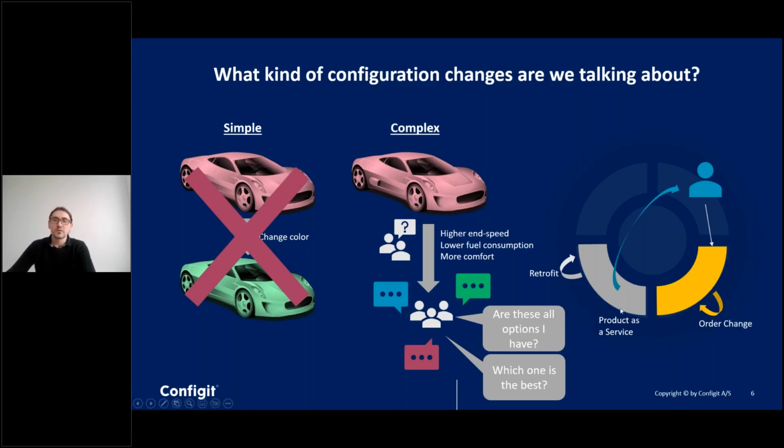If we talk about our CLM circle, we are today more in the manufacturing and servicing area. The order change happens, of course, in the manufacturing part, while product as a service situations, so reusing of products after a certain time, or retrofit scenarios happen during servicing.